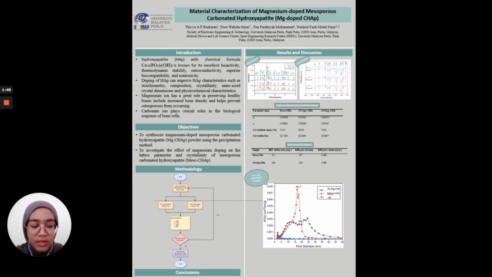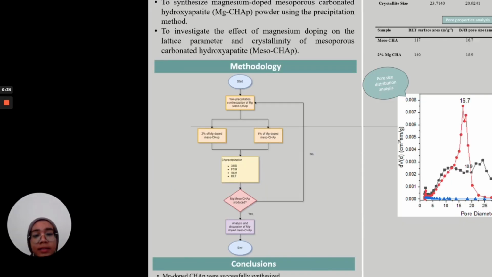Hence, in this study, we investigate the effective concentration of magnesium doping in Mesoporous carbonated hydroxyapatite to be used as a biomaterial. In this study, we apply wet precipitation synthesization of magnesium doped Mesoporous carbonated hydroxyapatite. In this synthesis, we also varied the concentration of magnesium doping to 2% and 4%. After we obtain the magnesium doped Mesoporous carbonated hydroxyapatite, we do characterization of the sample with XRD, FTIR, SEM, and also BET. With the result of the characterization, we then proceed with the analysis and discussion for the magnesium doped Mesoporous carbonated hydroxyapatite.